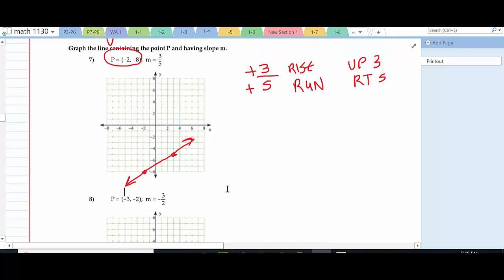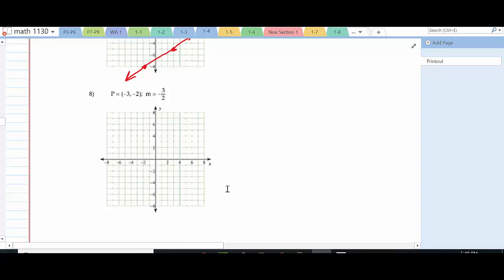I'm going to do one last illustration of that, and that'd be a good stopping point. So this one we have the point -3, -2, and then we have a slope of -3/2. Now I put the negative in front of the fraction bar. You can either interpret it as -3/2, or as 3/-2. Either way you're going to get the same answer.